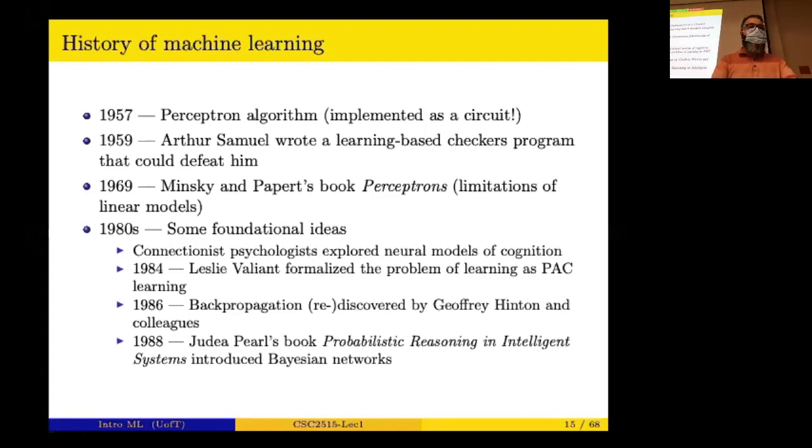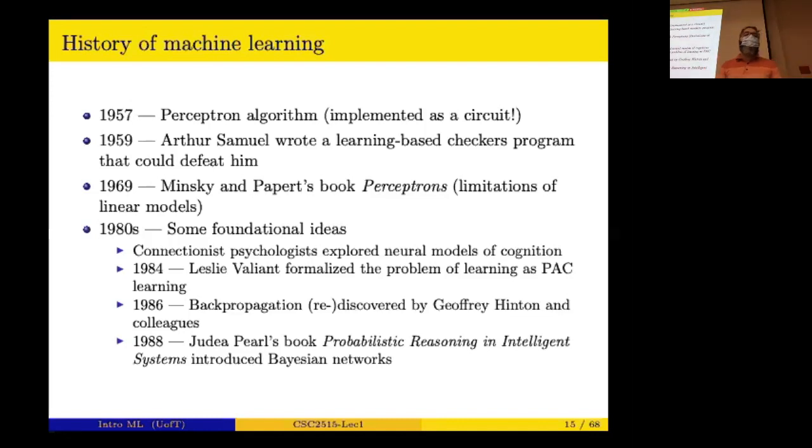So for example, the backpropagation algorithm, which was rediscovered, we can say, by Geoffrey Hinton at U of T and some other colleagues, showed that the limitations that Minsky mentioned can be resolved. So that was a rebirth of neural networks. And a few other ones, like the Pearl Bayesian network, that's another important thing.